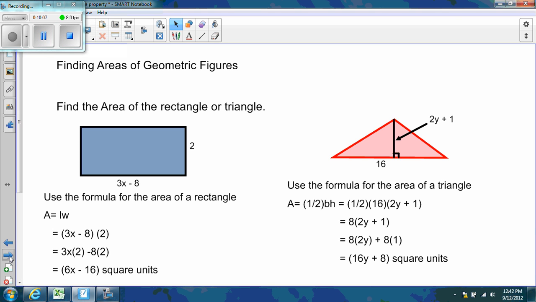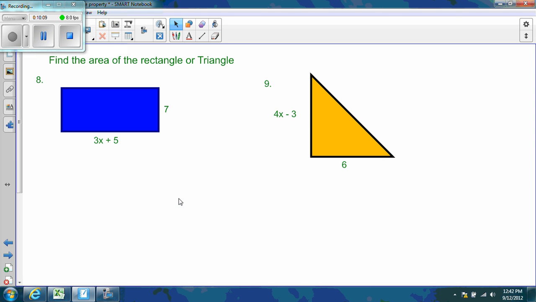That concludes, oh, no, it doesn't conclude. I have two more problems for you to try and bring tomorrow. So use what we just did on the previous slide to help you solve these two area problems using the distributive property.